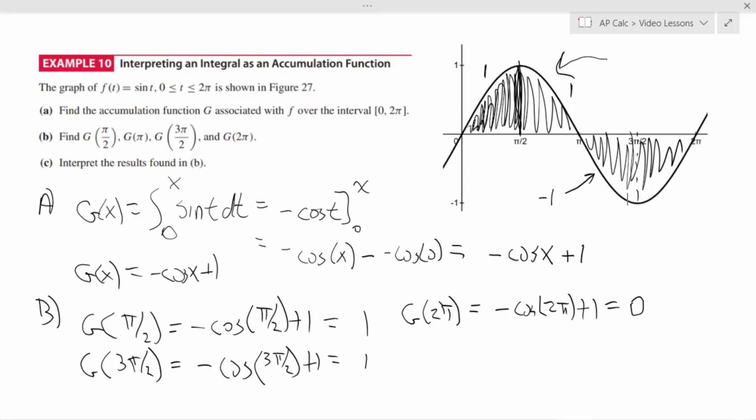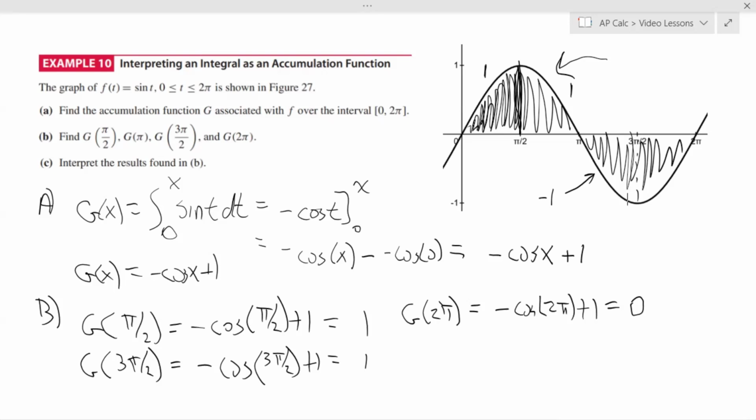Okay, so all along I've been kind of interpreting the answers, but we can think about this a little bit more. Since the sine function is positive over the interval 0 to pi and negative from the interval pi to 2 pi, this can help us out. So the accumulation function g of f of t equals sine t increases from 0 to 1 to 2 as x increases from 0 to pi. Then it decreases from 2 to 1 as x goes from pi to 2 pi.